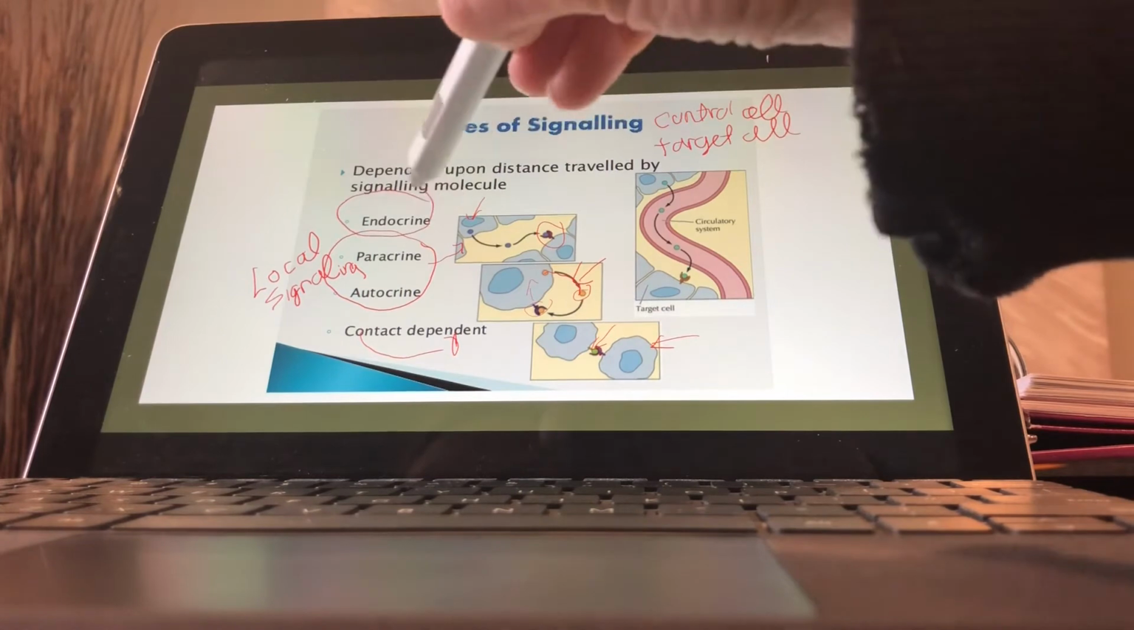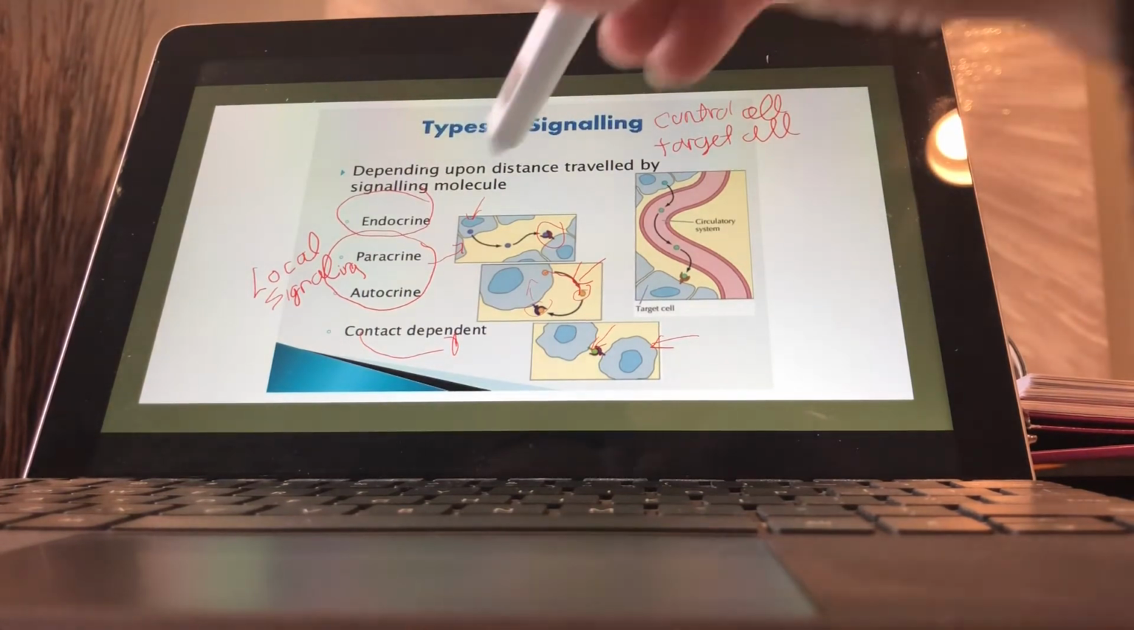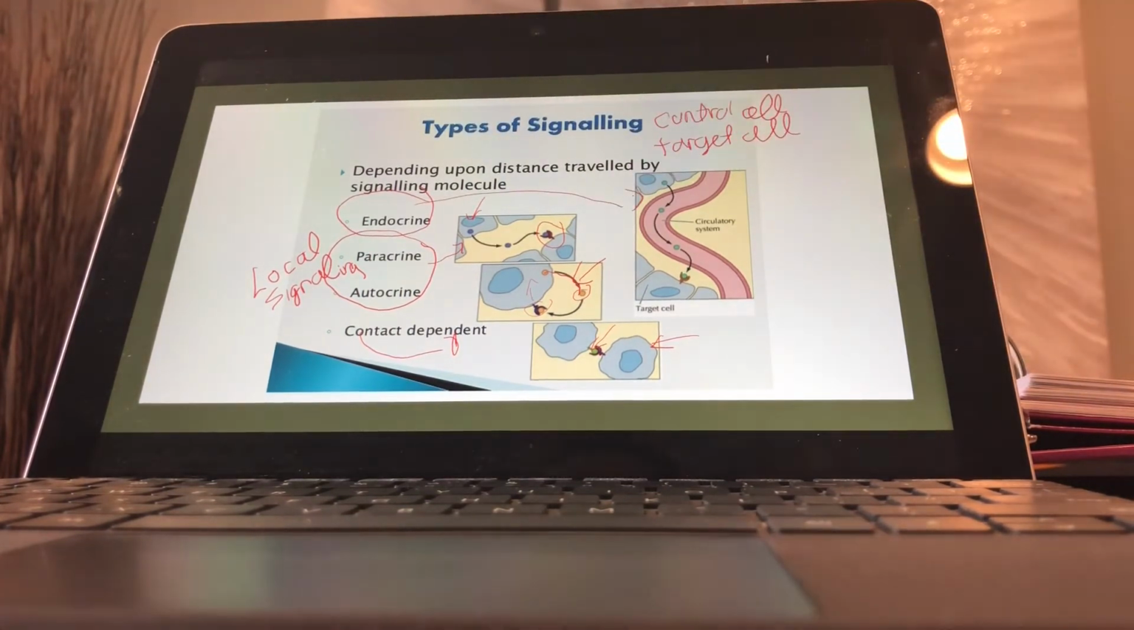The endocrine one's kind of different from the other ones, and that's the picture that is here. So what happens in endocrine is, and this is actually one of the things we're going to be talking about in the homeostasis unit quite a bit, is the endocrine system.